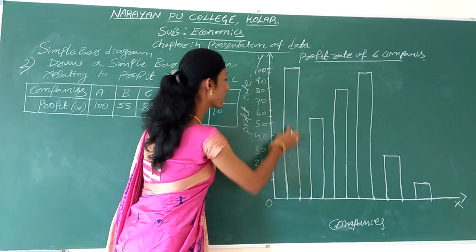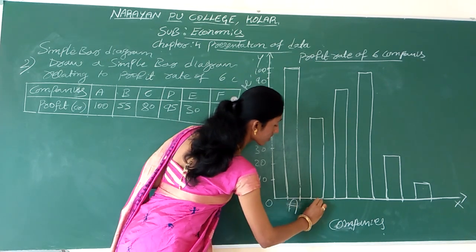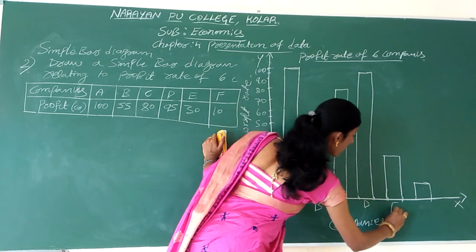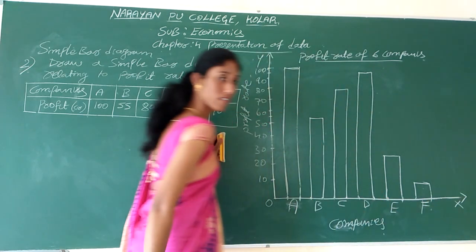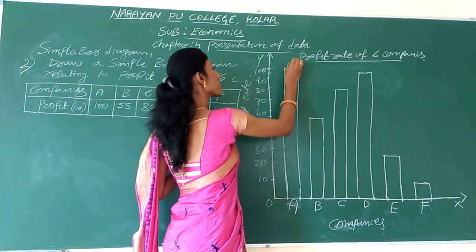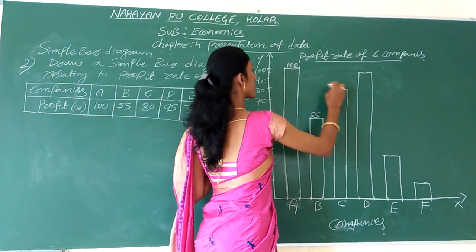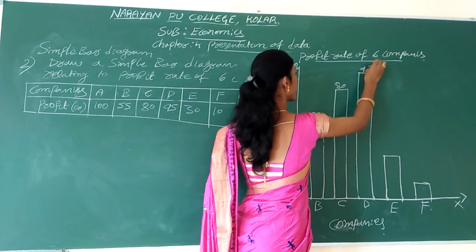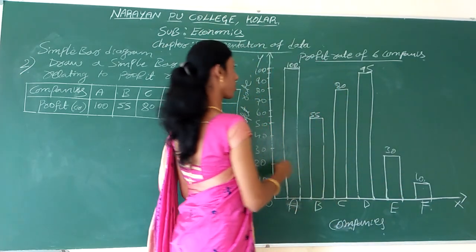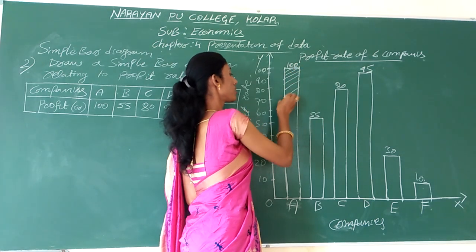Now make sure the first bar represents the profit rate of company A. This is company B. Company C, D, E, F. Right now, if you want, write the profit rate on the bar. This is 100, 55, 80, 95, 30, 10. And if you would like to give shapes, we can give shapes for each bar.